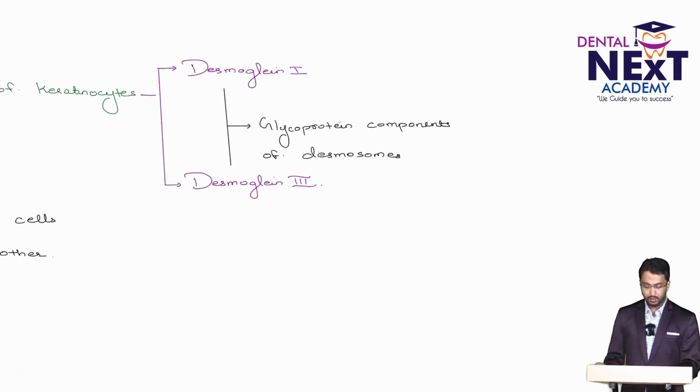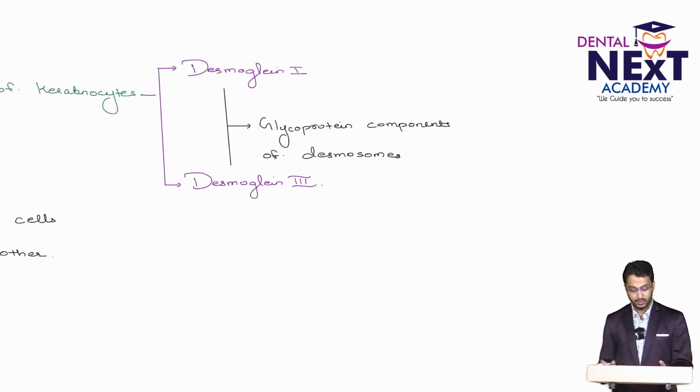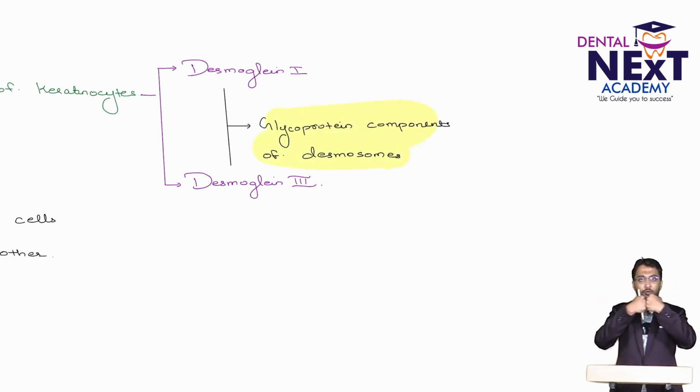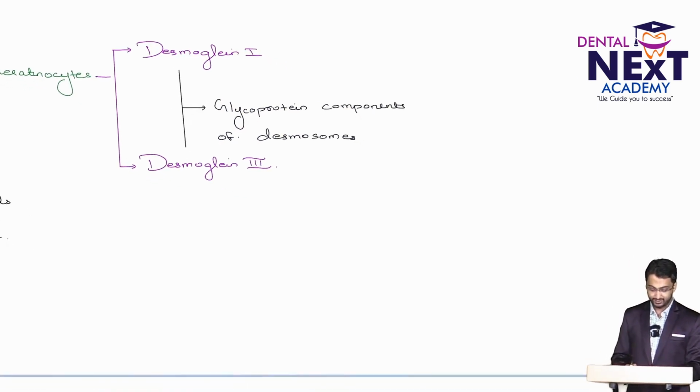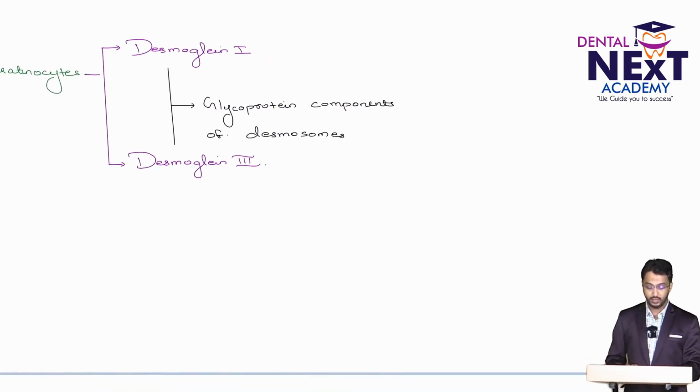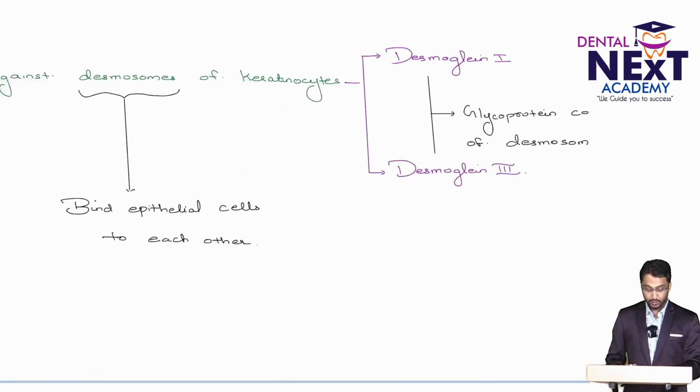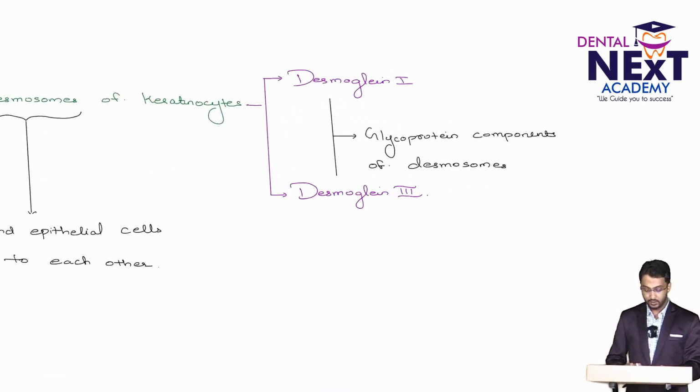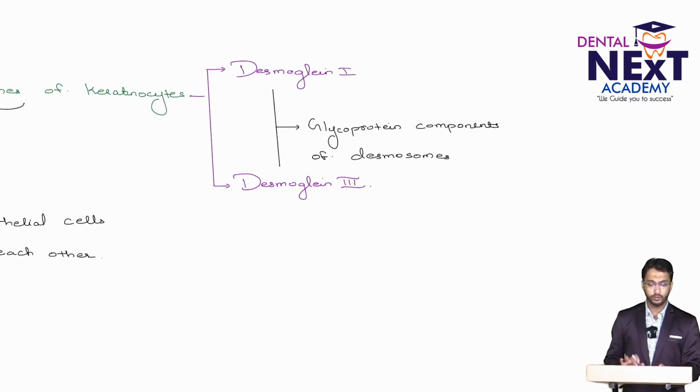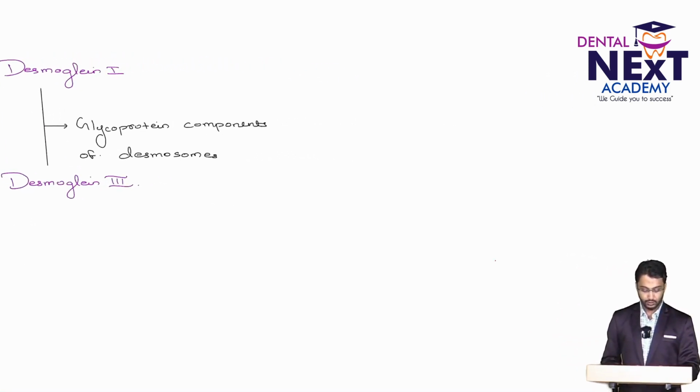And see, these are basically the glycoprotein components of desmosomes, and desmosomes bind the keratinocytes together. Hemidesmosomes, we will see what they are. You would have already studied it in periodontics, isn't it? So desmoglein 1 and desmoglein 3 are affected, or I would say antibodies are directed against desmoglein 1 and desmoglein 3. That's a very important question in pemphigus. We'll come to pemphigoid and see a different set of antibodies directed. So remember, you shouldn't confuse them.